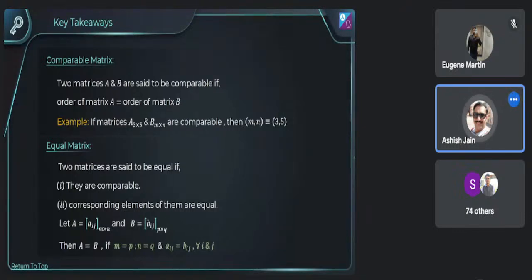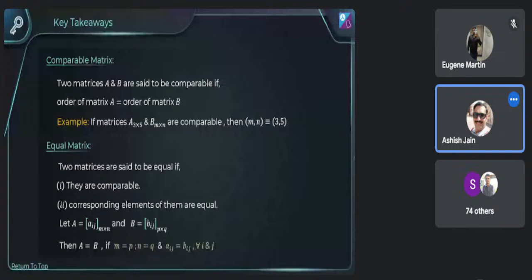The second case is equal matrices. How can we say that two matrices are equal? There are two conditions. The first condition is they should be comparable. That means two matrices A and B are said to be equal if they have the same number of rows and columns. Second condition, corresponding elements of these matrices also need to be equal. What are corresponding elements? If the first row first column element of matrix A equals the first row first column element of matrix B, we say they are equal, for each and every element in both matrices.